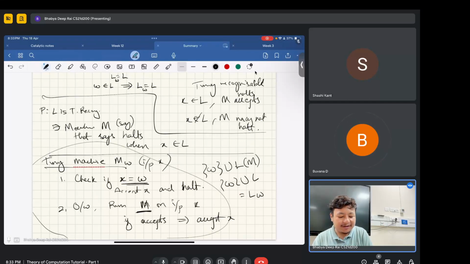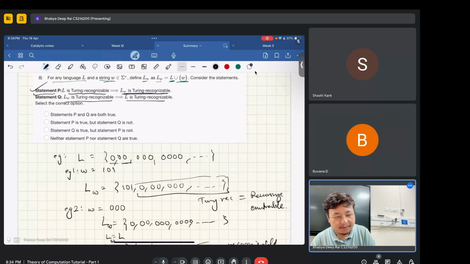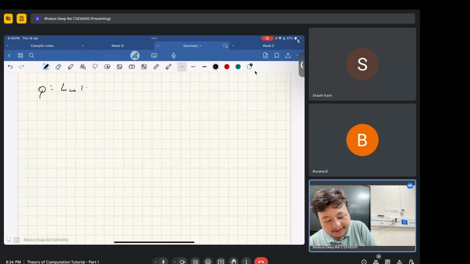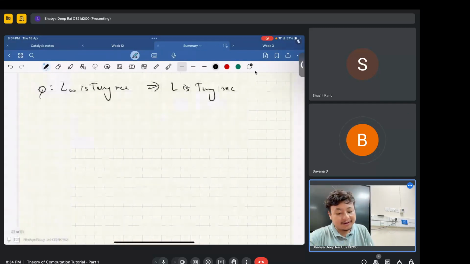So this Turing machine will always halt when accepting, when X belongs to the language. So LW is Turing recognizable. So statement P is true. Let's see statement Q. Q says the opposite: if LW is Turing recognizable, then L is Turing recognizable.